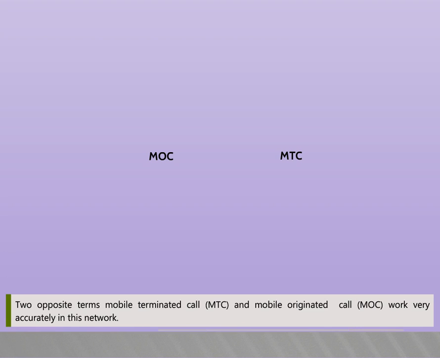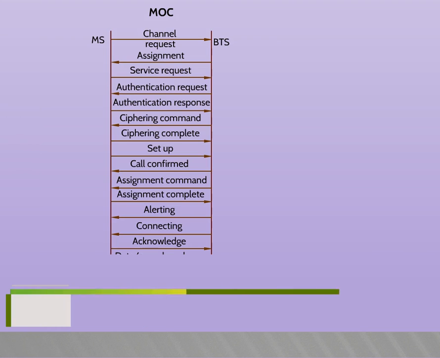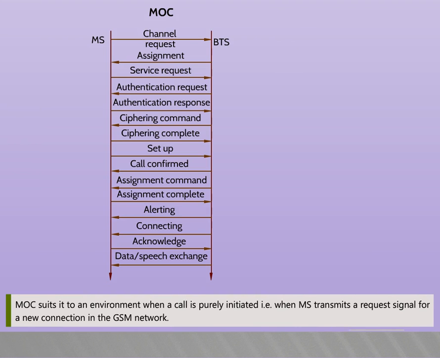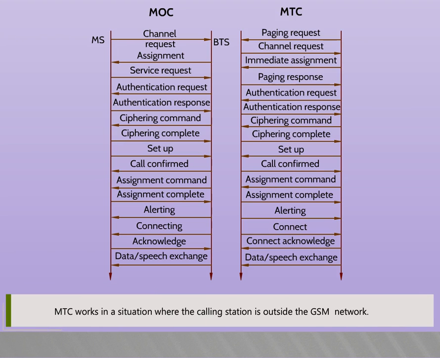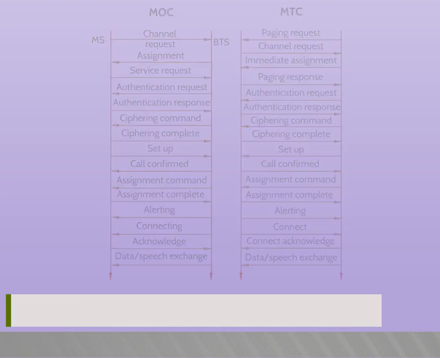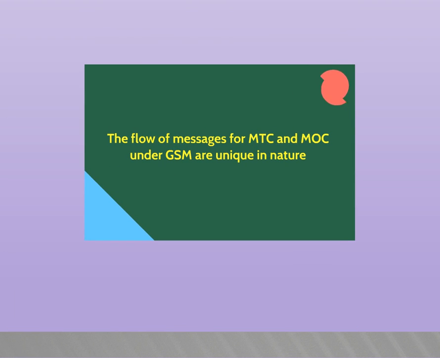Two opposite terms, mobile terminated call, that is MTC, and mobile originated call, that is MOC, work very accurately in this network. MOC suits an environment when a call is purely initiated, that is, when MS transmits a request signal for a new connection in the GSM network. MTC works in a situation where the calling station is outside the GSM network. The flow of messages for MTC and MOC in the GSM are unique in nature.